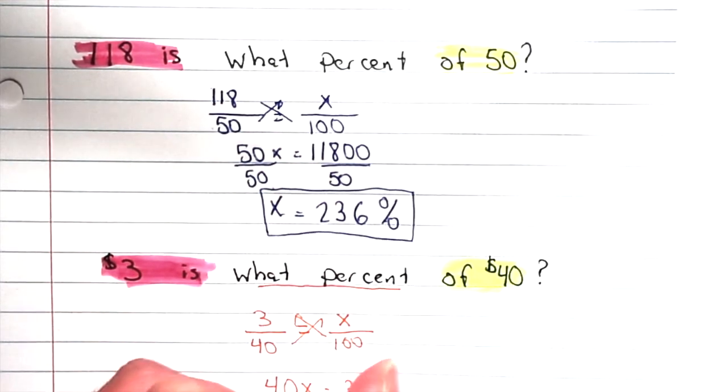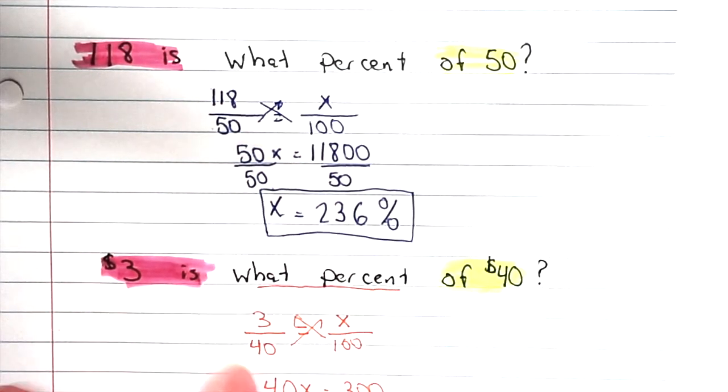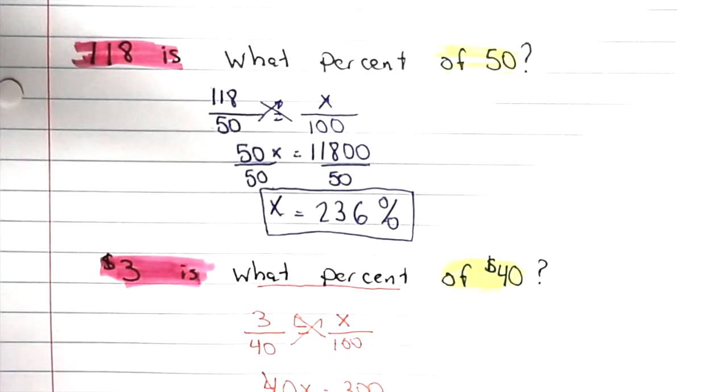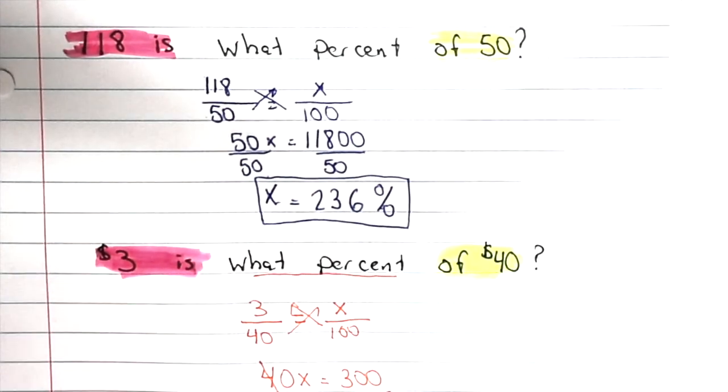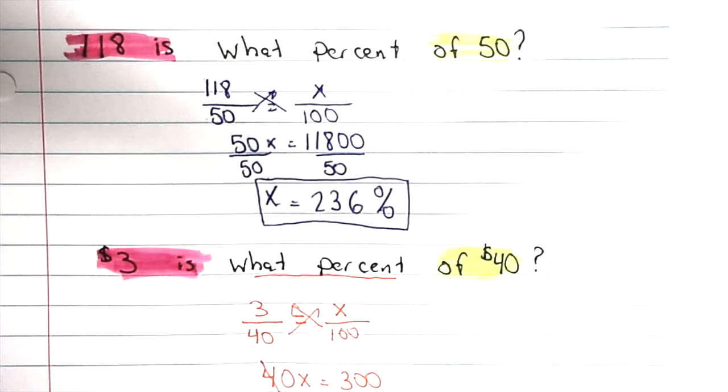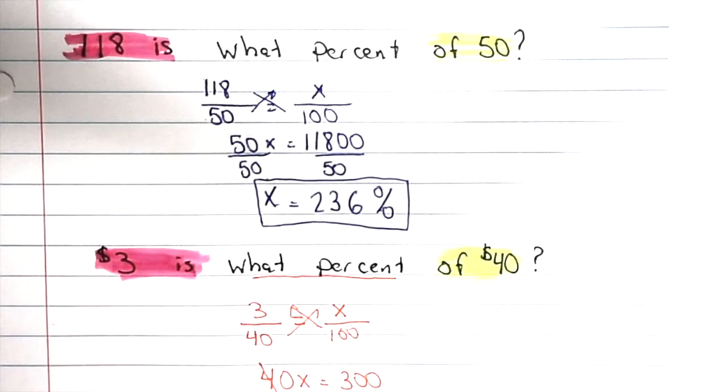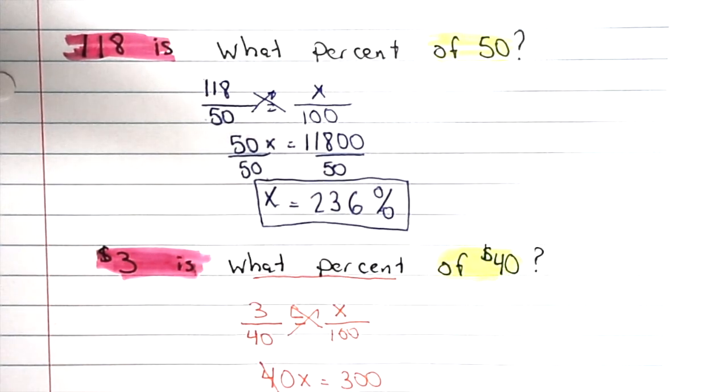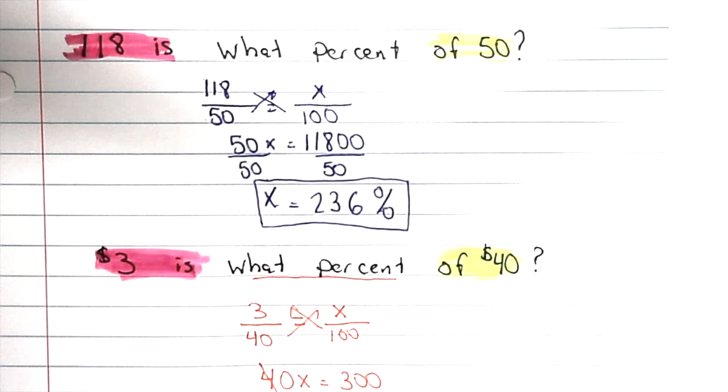Divide both sides by the 40. That crosses out. I'm left with x equal to 7.5%. So this covers how to use a percent proportion to find percent when it's missing.